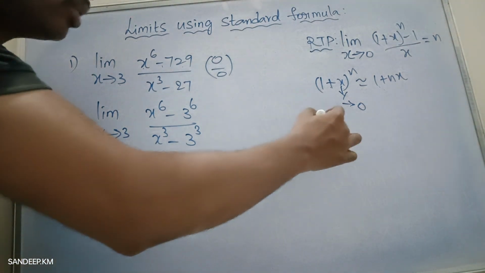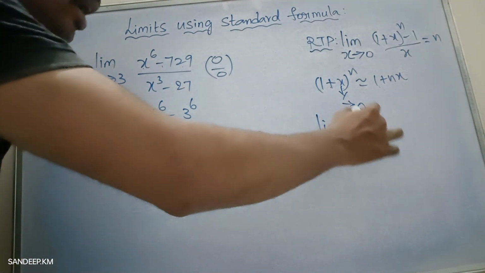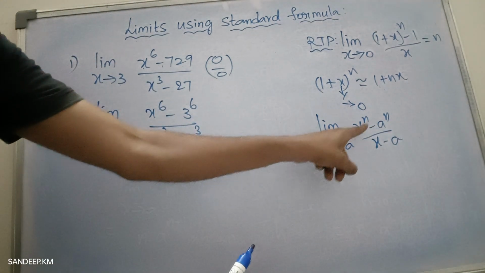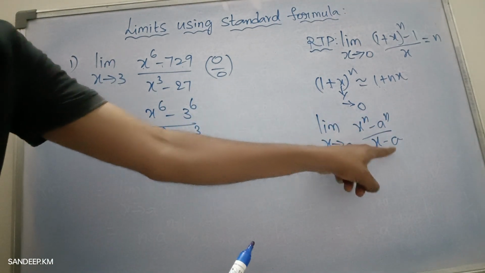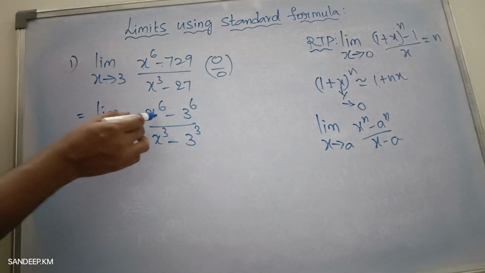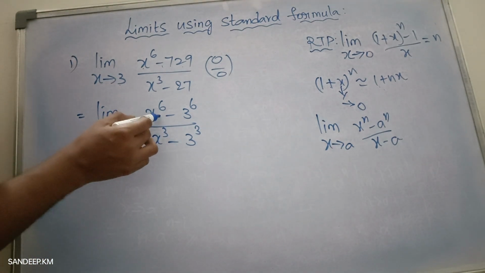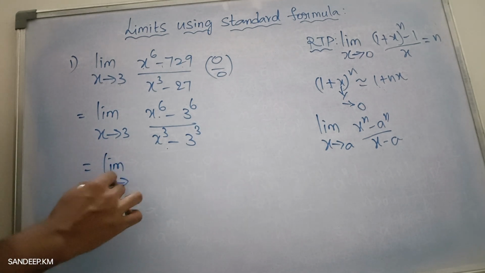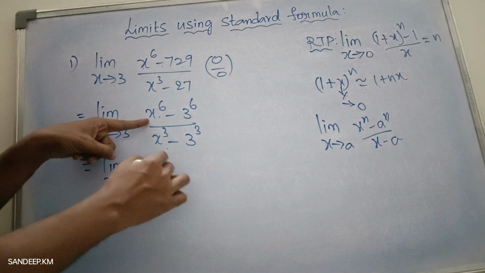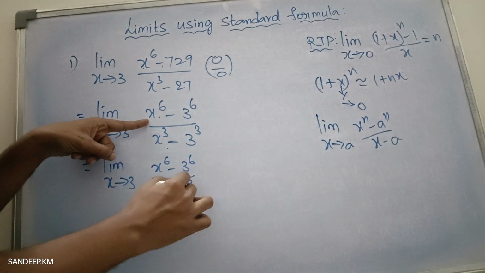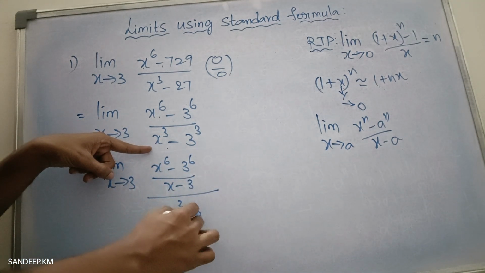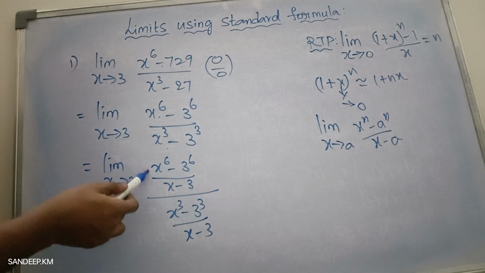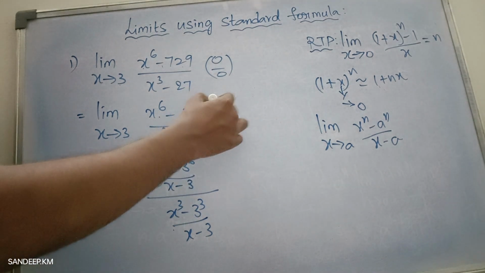And if I want to use this form, limit x approaches a, x power n minus a power n divided by x minus a, then for x power n minus a power n, the denominator must be x minus a. Now here I want the denominator as x minus 3, both for the numerator and also for the denominator. So let me divide with x minus 3 in the numerator and denominator. If that is the case, now I can apply limit for the numerator and also for the denominator. So what is it, dear students?